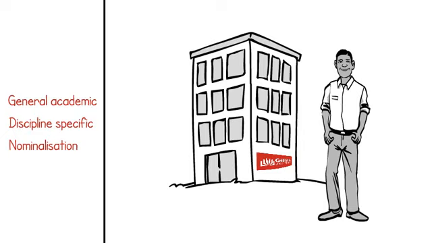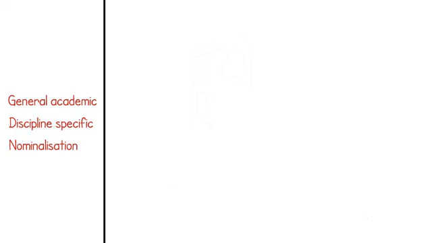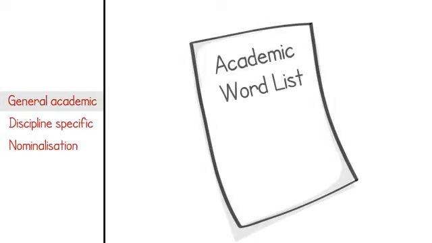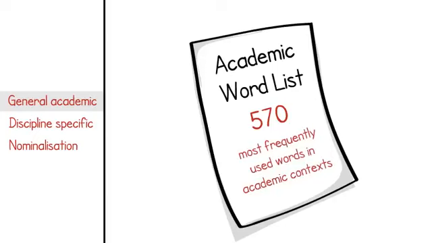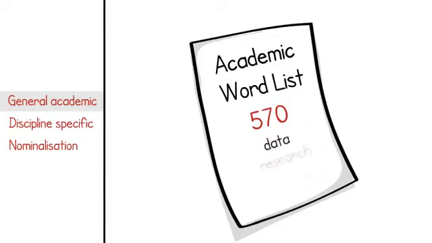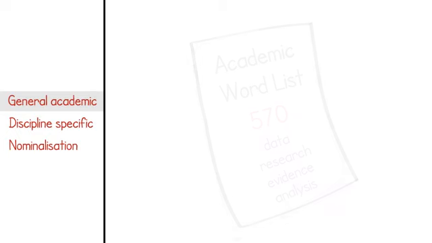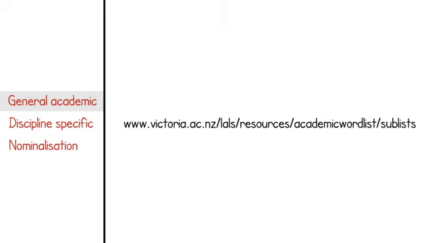Let's look at the most commonly used academic words across all disciplines. These words make up what is called the academic word list. The academic word list contains 570 of the most frequently used words in academic contexts. The list does not include the most common everyday words. They are words like data, research, evidence, and analysis. Many of them come from Greek or Latin roots. You can find the list at the web address on the screen.